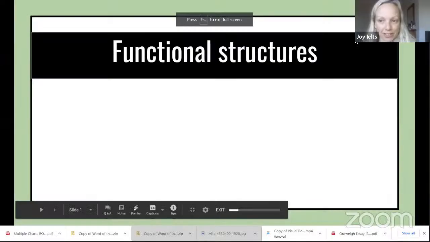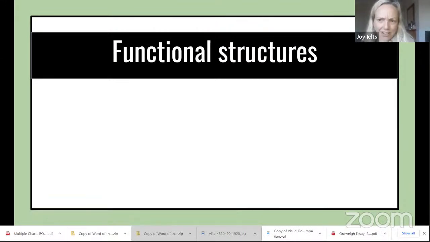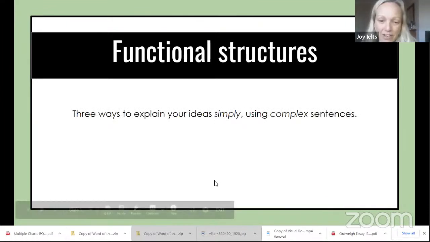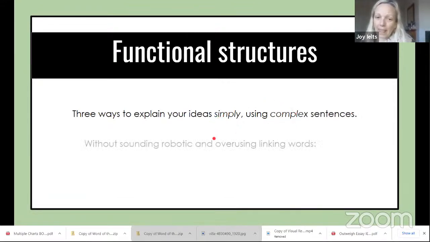Let's start. So I am a believer in functional language. Functional means you can use it, not just complex and we don't know how to use it. Functional means it has a function, it has a use. So we're going to do today 3 ways to explain your ideas using complex sentences without sounding robotic and overusing linking words.